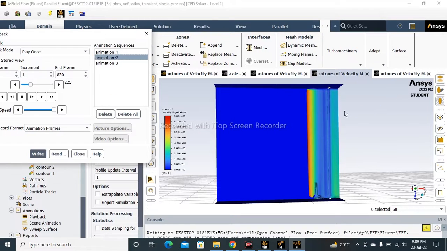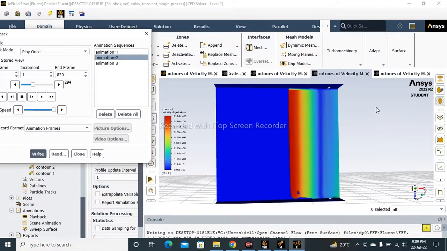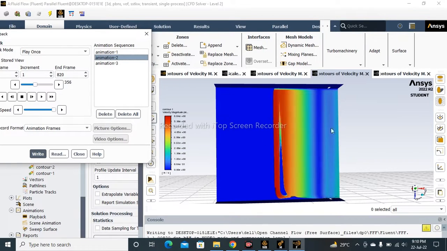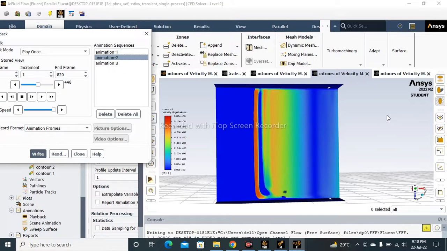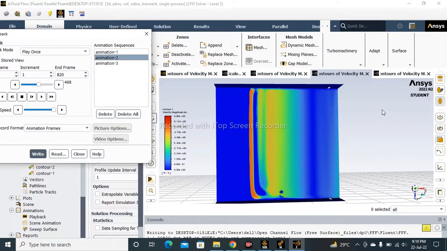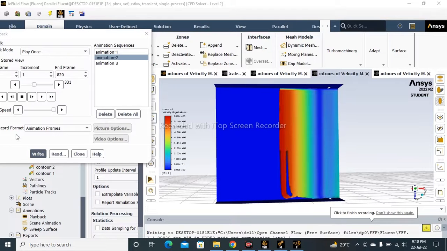Like in this animation, you can see the generation of waves in ANSYS. Here the velocity magnitude is changing, and here the waves are generating. So in this animation you can easily see the generation of waves.